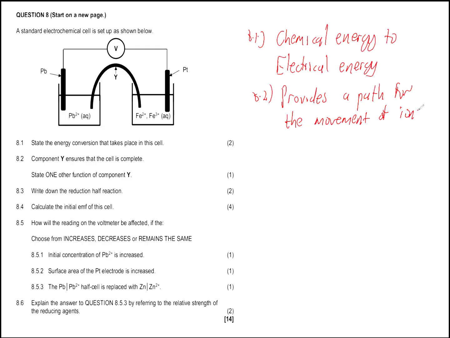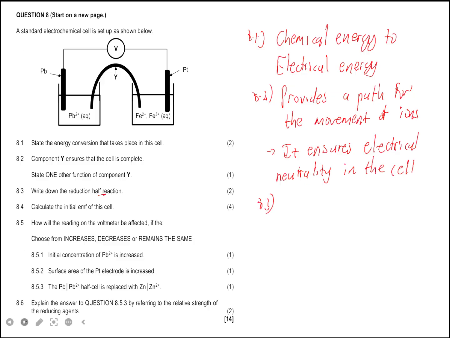And then if you don't want to mention that, you can mention that it ensures electrical neutrality in the cell. So either one of those. Then 8.3 now says, write down the reduction half reaction.